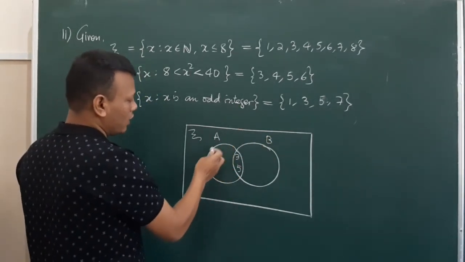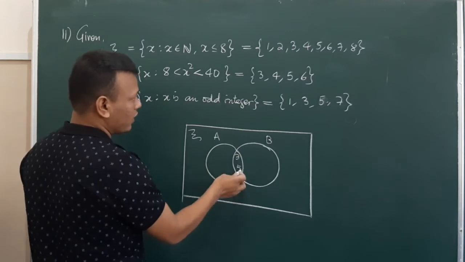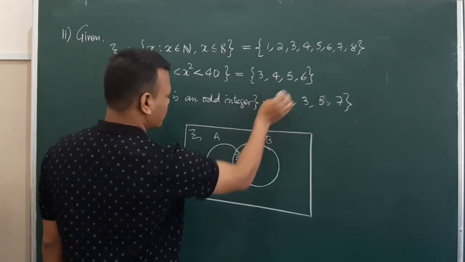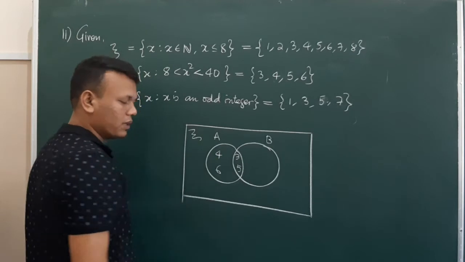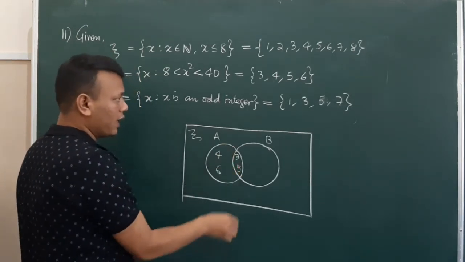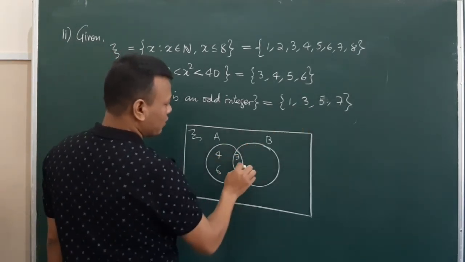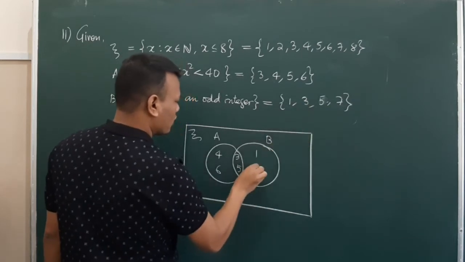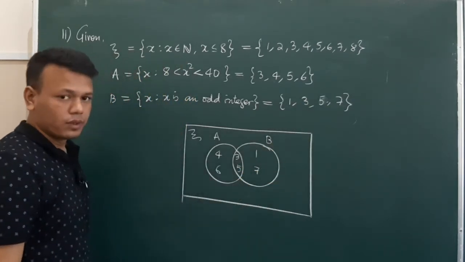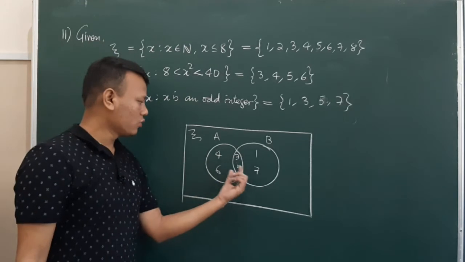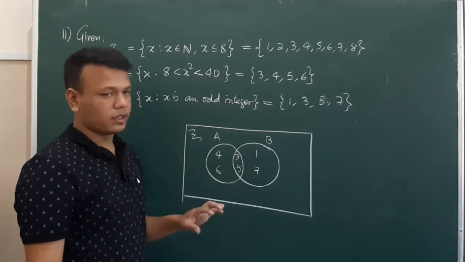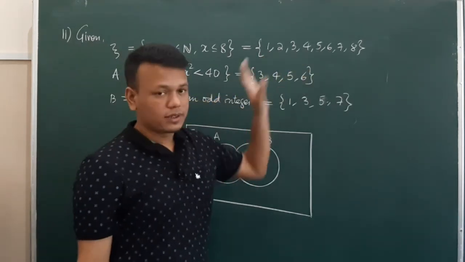Now in A, what are the elements other than 3 and 5? The other elements are 4 and 6, so 4 and 6 will be placed here within A only. And within B, the elements other than 3 and 5 are 1 and 7, so 1 and 7 will be written out here. So how many elements are covered? 1, 2, 3, 4, 5, 6. 6 elements are already written. How many elements are there? 8 elements, isn't it?